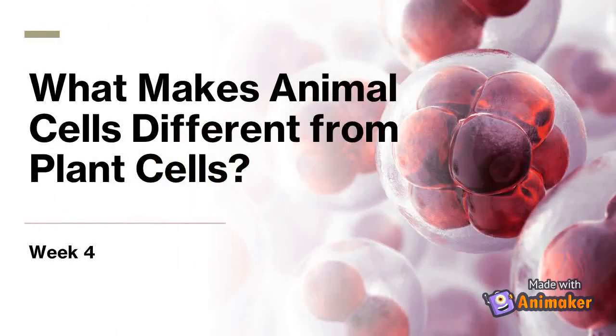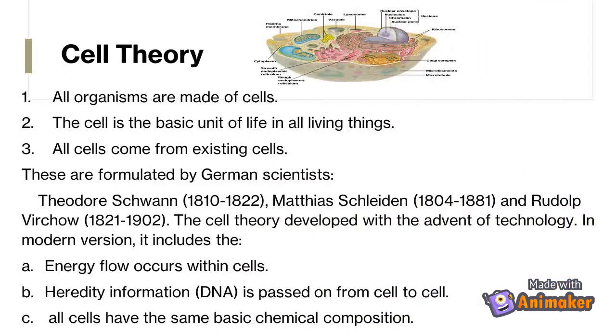In this lesson we're going to understand the different parts of animal and plant cells as well as their functions. We're going to learn why the cell is the basic and structural unit of all organisms. Cell theory states that all organisms are made of cells. The cell is the basic unit of life in all living things. All cells come from existing cells.